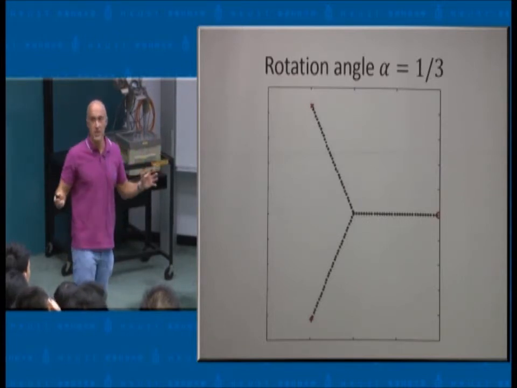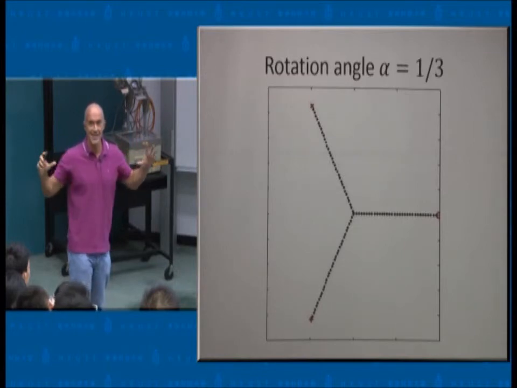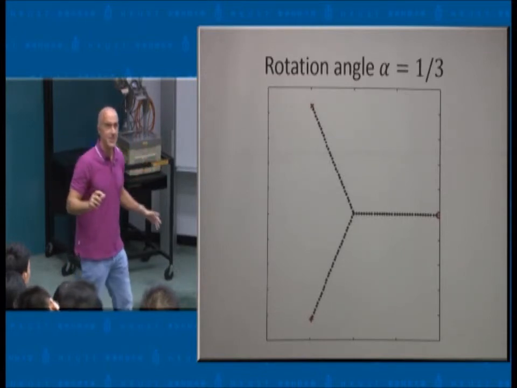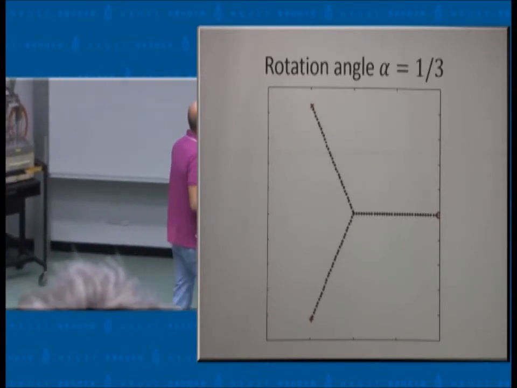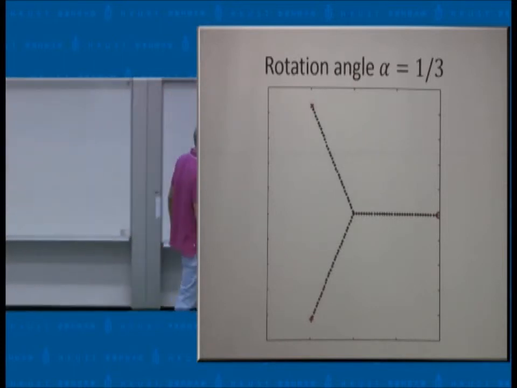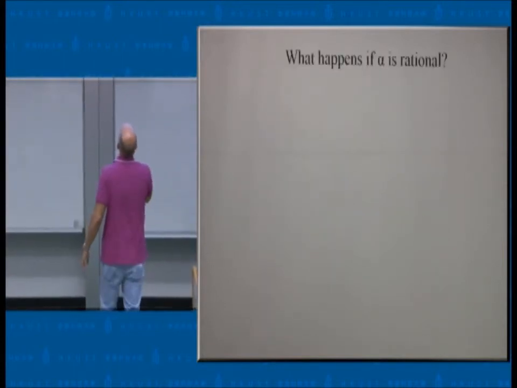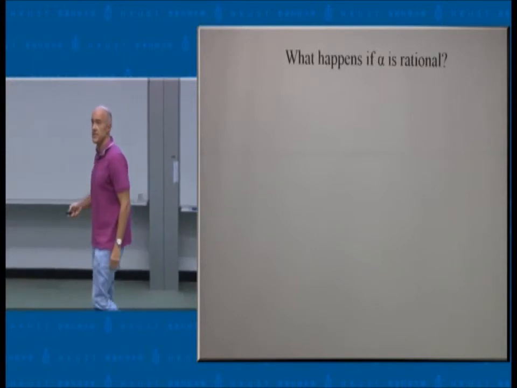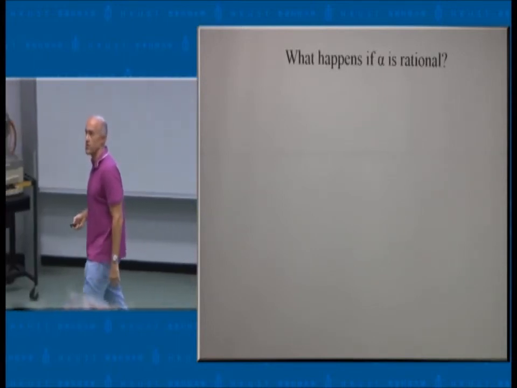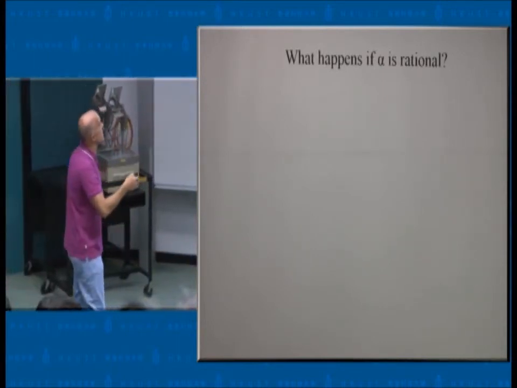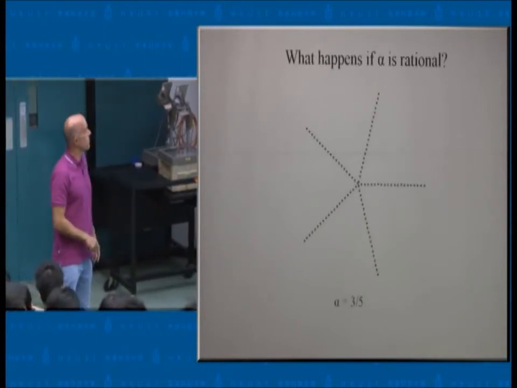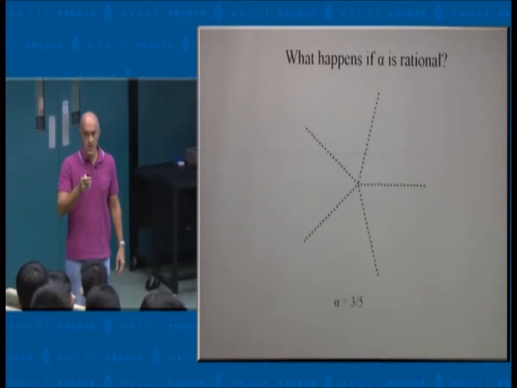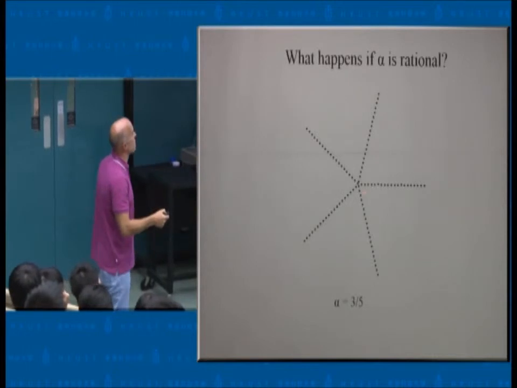Three straight lines doesn't look like a sunflower head. Okay? Right? So this is alpha equals 1/3. So let's consider alpha rational. So 1/3 is rational. Let's try another rational number. Here's 3/5. Okay? How is this being created?